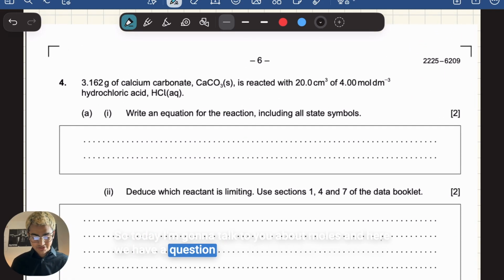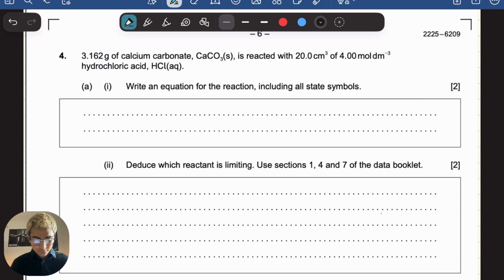And here we have a question from the 2025 May examination session, paper 2, Chem HL. 3.162 grams of calcium carbonate, CaCO3, is reacted with 20 cm cubed of 4 mole per dm cubed hydrochloric acid. First question is write an equation for the reaction and include all state symbols.